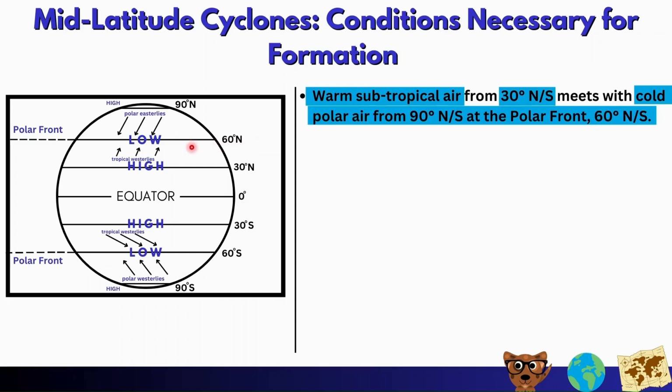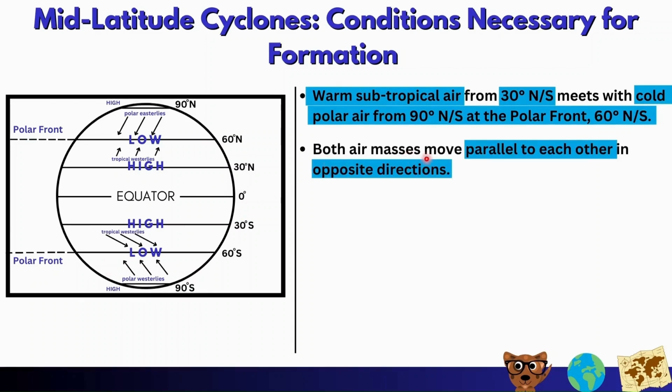Now this will happen in both hemispheres, so this can occur here in the northern hemisphere or in the southern hemisphere. So let's look at it in the southern hemisphere, right? Warm subtropical air from 30 degrees south will meet with cold polar air from 90 degrees south, and they will both meet at 60 degrees south, which is also known as the polar front.